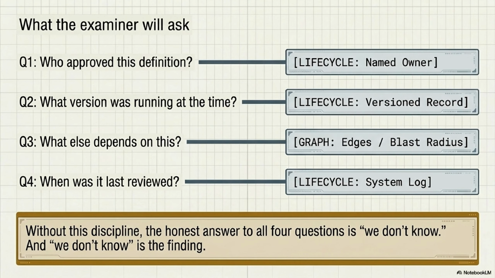Here's why this is worth the discipline. Bring back the card from episode 6, the questions an examiner or internal audit will ask about any AI-driven decision. Who approved this definition? The lifecycle has the answer. A named, accountable owner at the approval stage. What version was in production when the decision was made? Versioning answers it. What depends on this? The graph edges answer it, the same blast radius we used for propagation. And, when was it last reviewed? The lifecycle log answers it. Without this discipline, the honest answer to all four is, we don't know, and we don't know is the finding.